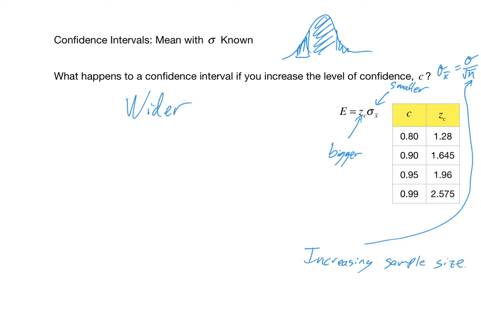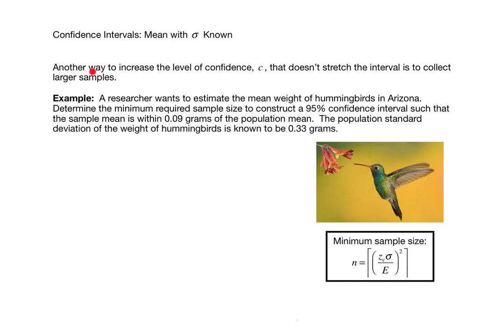Let's take a look at an actual problem. As we just saw, another way to increase the level of confidence C that doesn't stretch the interval is to collect larger samples. So let's revisit this hummingbird scenario. A researcher wants to estimate the mean weight of hummingbirds in Arizona. Determine the minimum required sample size to construct a 95% confidence interval such that the sample mean is within 0.09 grams of the population mean. The population standard deviation of the weight of hummingbirds is known to be 0.33 grams.